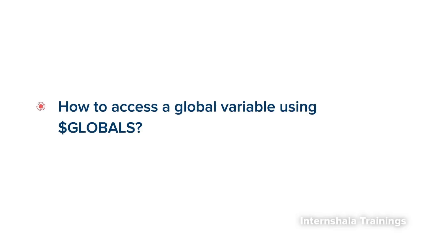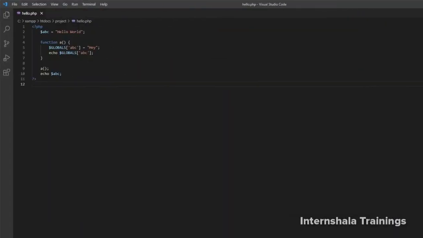And similarly, the global variables can be accessed by using the associative array $GLOBALS like this. Here, the value of the global variable $abc is replaced with hey and is printed. Even the echo $abc statement outside the function will print hey. This means we will get hey 2 times as the output. Let us quickly run and validate our results. There we go, the output shows hey being printed 2 times.